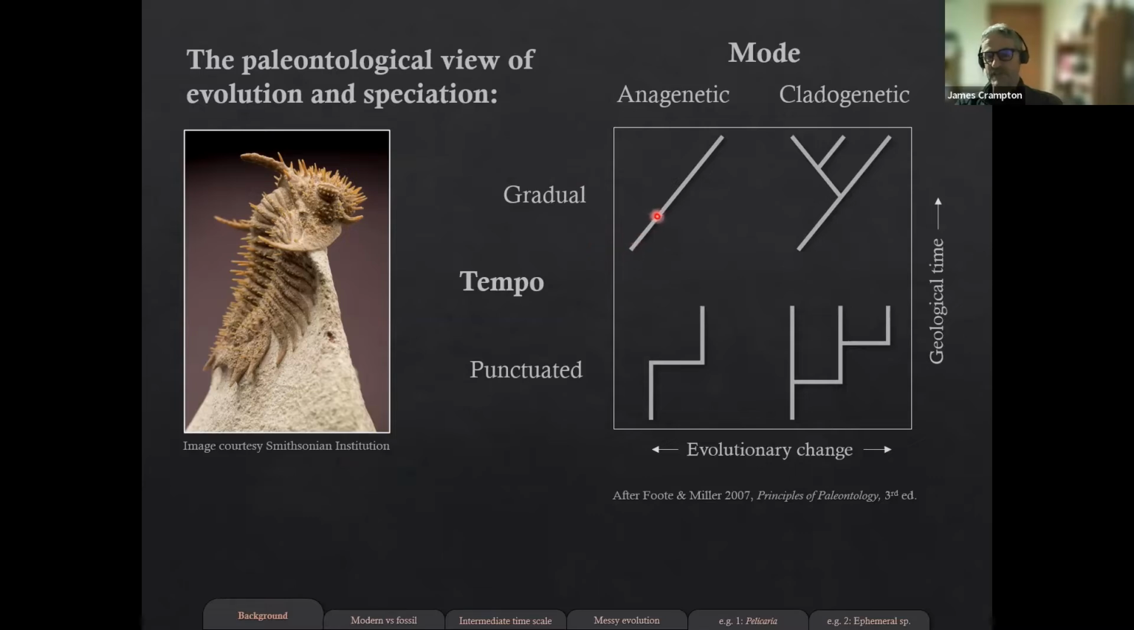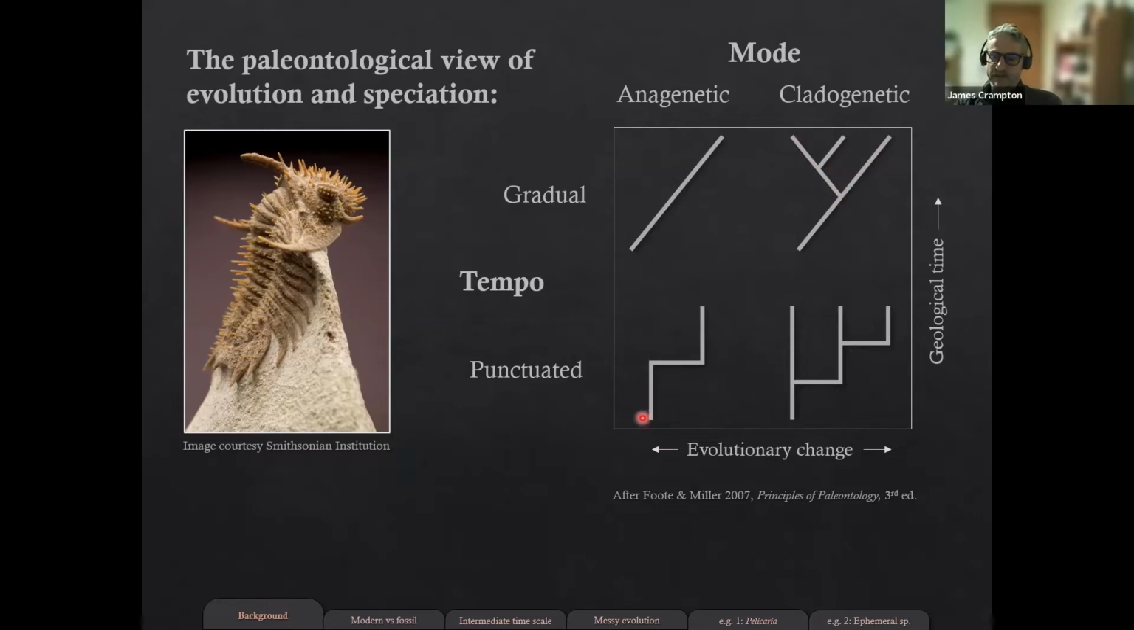And so you can have just continuous gradual evolution. You can have continuous gradual evolution with what we call cladogenesis, splitting of the species pool. So you go from one species, at this point you've got two species, and they're both showing continuous gradual evolution.